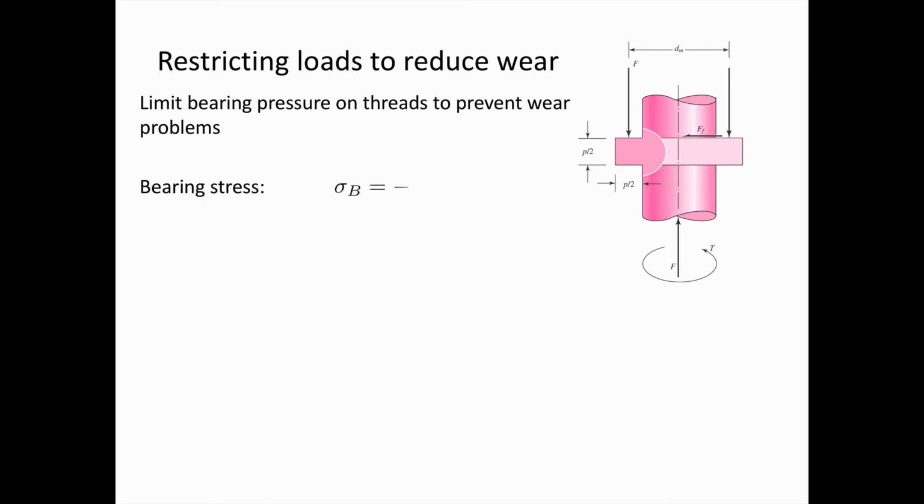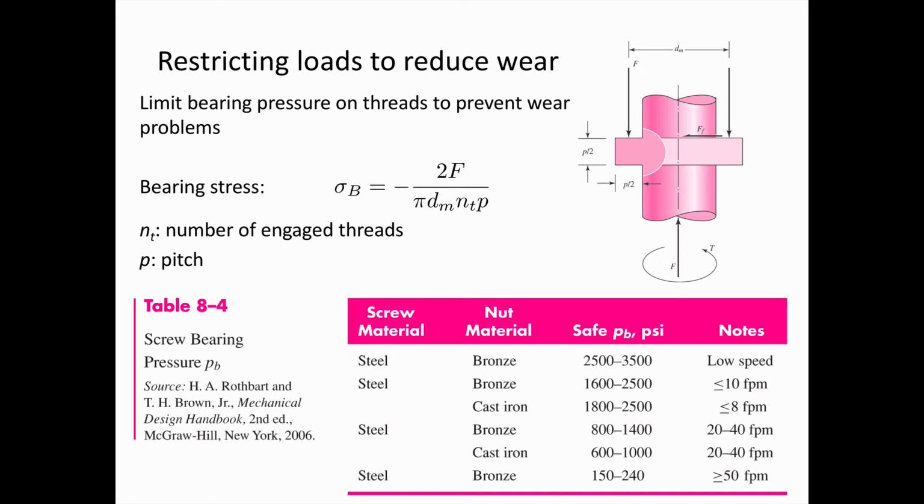The bearing stress is possible to show is equal to minus 2F divided by pi times the mean diameter times the number of engaged threads times the pitch. So the number of engaged threads is how many threads are helping to take the load that are currently engaged with the nut. Here are some limits on bearing pressure for different combinations of screw and nut materials.